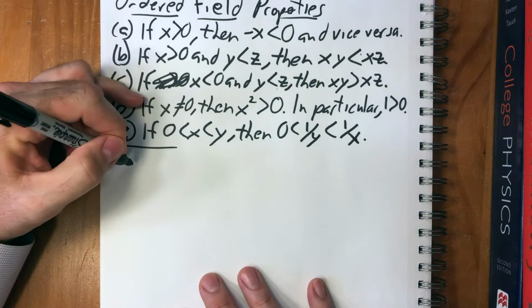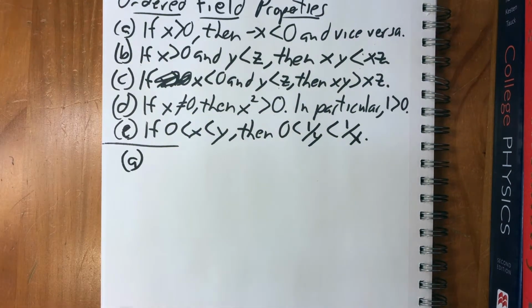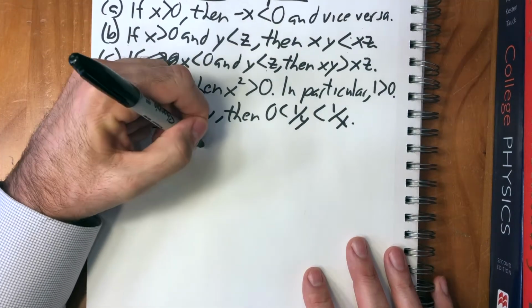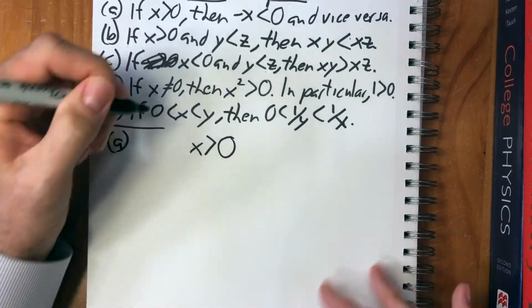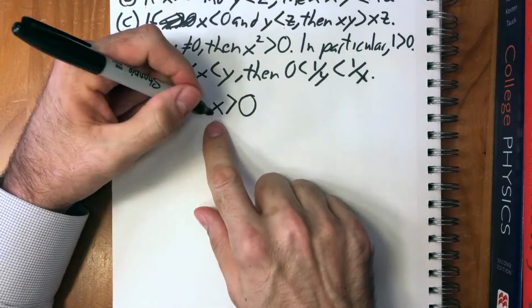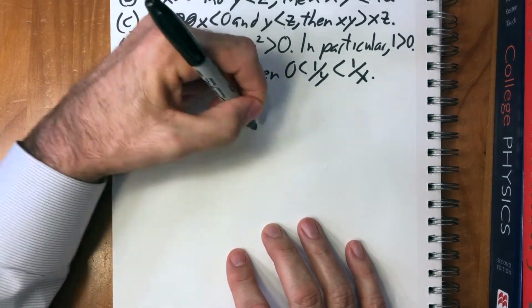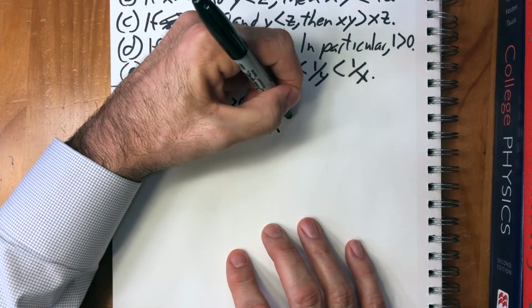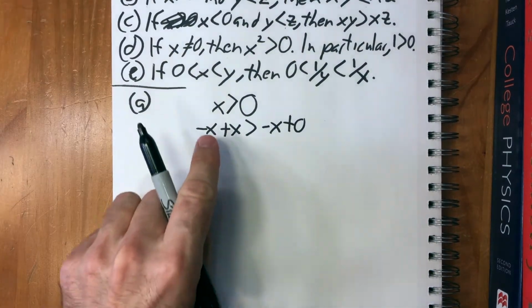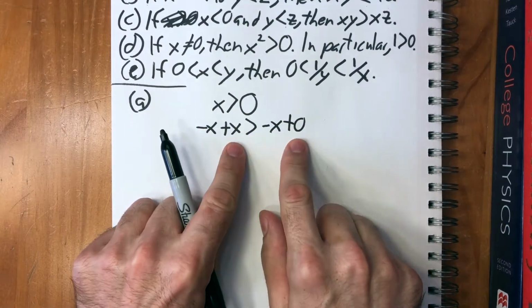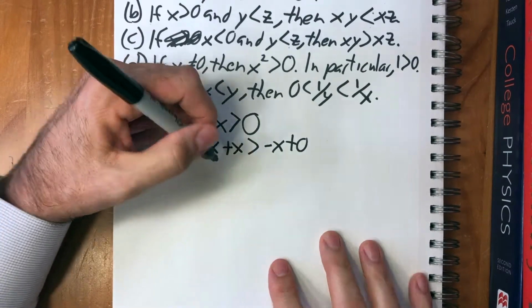Theorem, we have that x is greater than 0. Then we can add the same thing to both sides and preserve the inequality. So we had this, so if we add the same thing to both sides, we preserve the inequality.